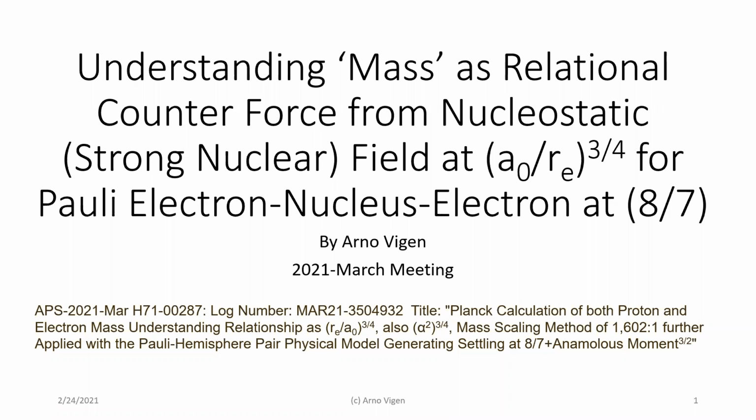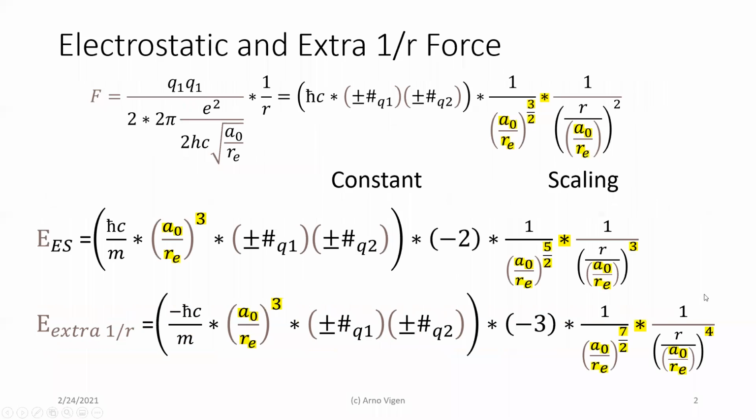This poster describes understanding mass as relational counterforce, from the nucleostatic, strong nuclear force field at Bohr over edge to the 3/4 power for a Pauli electron-nucleon-electron at 8/7 the distance. Now, electrostatic force and this extra 1 over r have an interaction. Notice there's two of these always going.